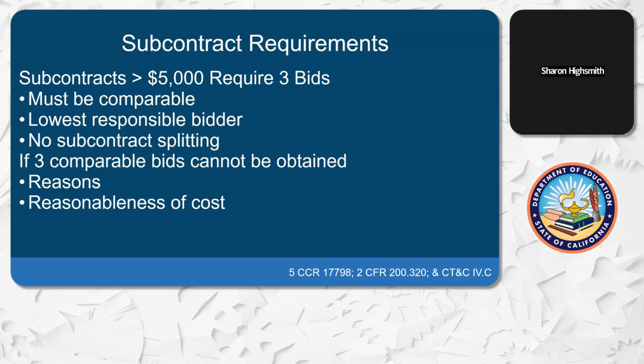Subcontracts greater than $500,000 require 3 bids. It must be comparable, so you must be comparing like items. Awarded to the lowest bidder. No subcontract splitting. It is important that you can't split a contract to circumvent the bidding requirement. For example, if you're doing renovations, you can't separate labor costs from materials cost.